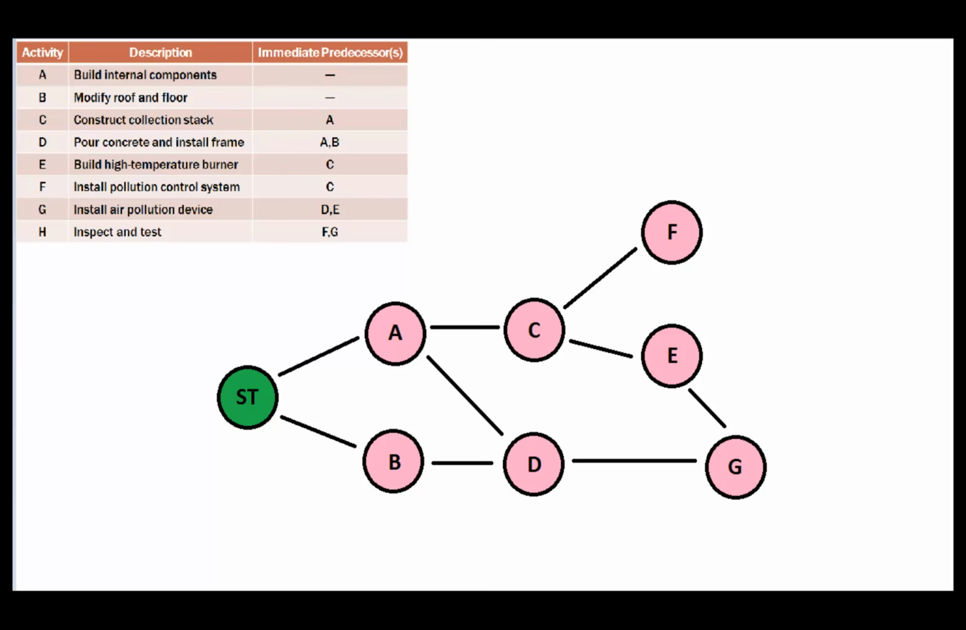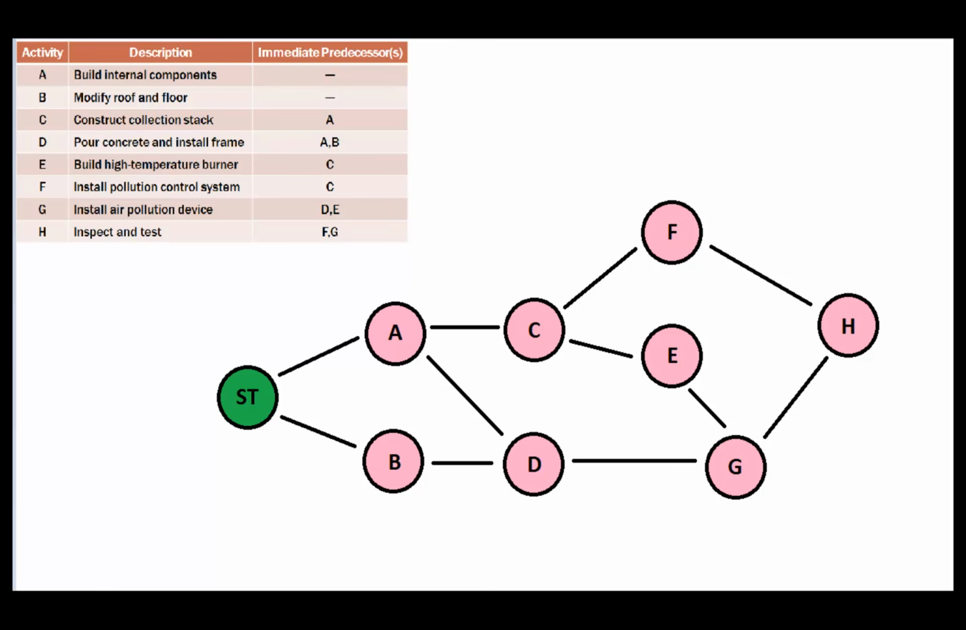There we go. And now we have one more, and that is H, inspect and test. And that is dependent on nodes F and G being complete. So H will of course go out on the far right, so we'll move that over. There it is. And then we've got to connect F to H and G to H. And there we go. And that is our completed network diagram for the Milwaukee paper problem.